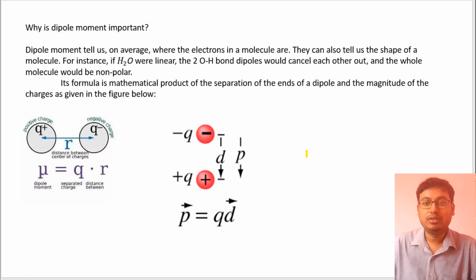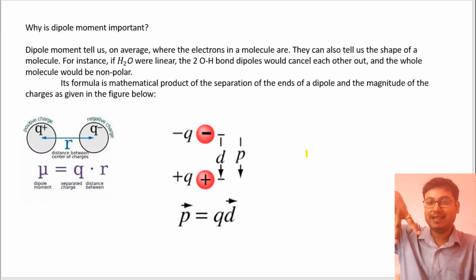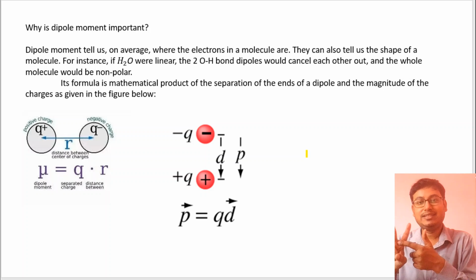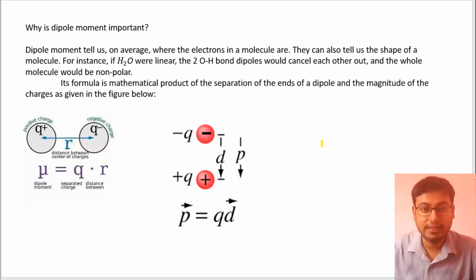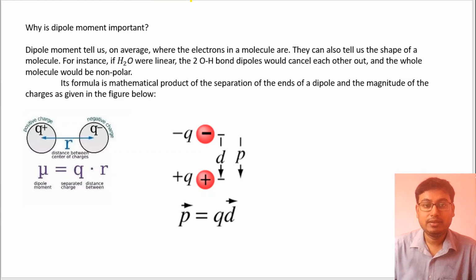For instance, suppose we take the water molecule H2O. We have seen that H2O is of V shape like this. At the bottom there is oxygen and at the top 2 hydrogen atoms. The two oxygen-hydrogen bond dipoles would cancel each other out and the whole molecule would be non-polar. Its formula is the mathematical product of the separation of the ends of the dipole and the magnitude of the charges, as given in the figure below.